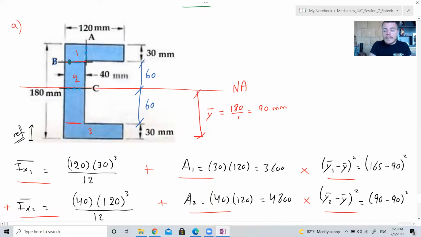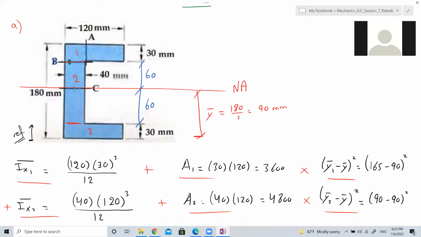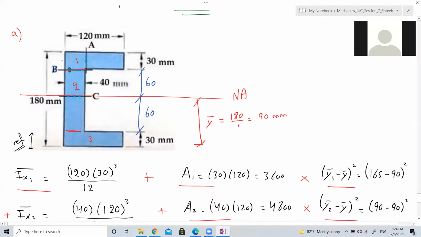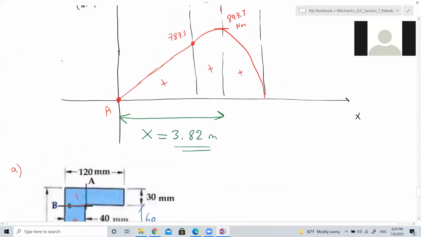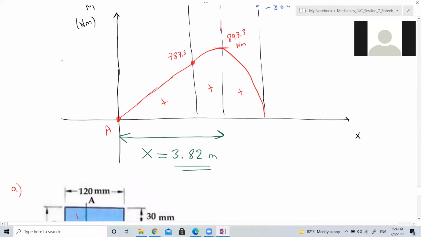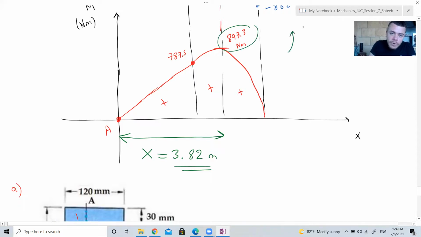How do you find the stress at this point, Baraa? 60. First of all, is point B going to be under tension or compression? Tension. Why? How did you know? Because it's positive. The maximum moment is positive, so compression is on top and tension is at the bottom. It's not under tension, Baraa, it's under compression.